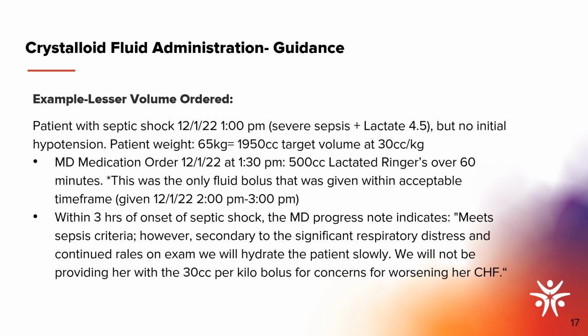I'd like to review a scenario where the documentation is not sufficient to accept a lesser volume ordered. In this example, the patient with septic shock at 12/1/22 at 1 p.m., severe sepsis plus lactate of 4.5, but no initial hypotension. The patient weight was 65 kilograms, 1950 cc's, target volume at 30 cc's per kilogram. The MD medication order on 12/1 at 1:30 was 500 cc's lactated ringers over 60 minutes.